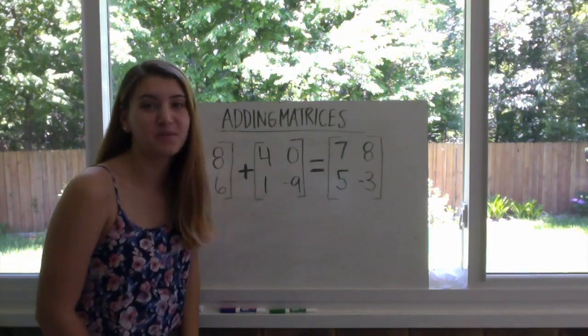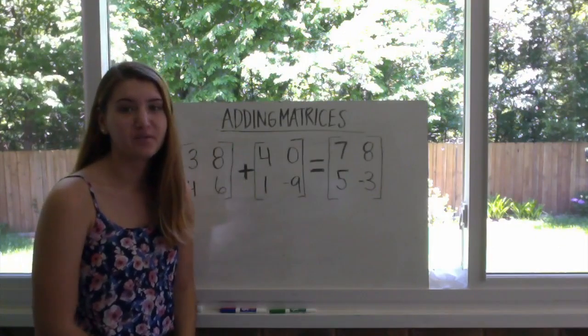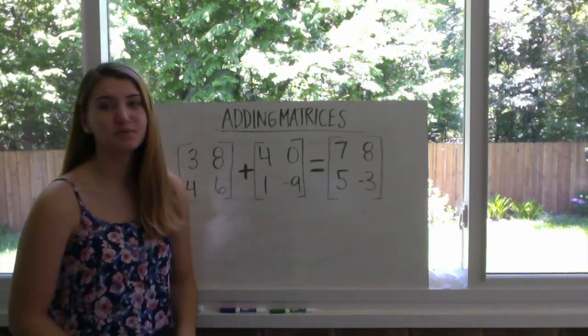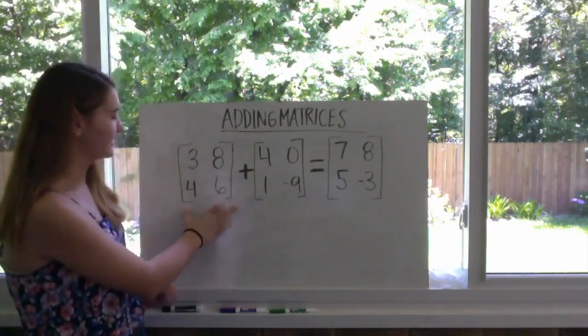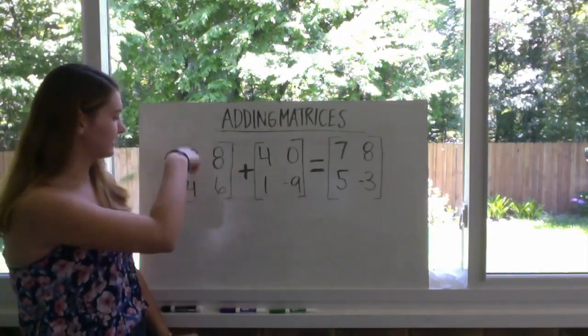Okay, so next are matrices. A matrix is an array of numbers, and you can add, subtract, multiply, and divide matrices. I'm going to start off with adding matrices. This itself is a matrix, and these are the rows and these are the columns.